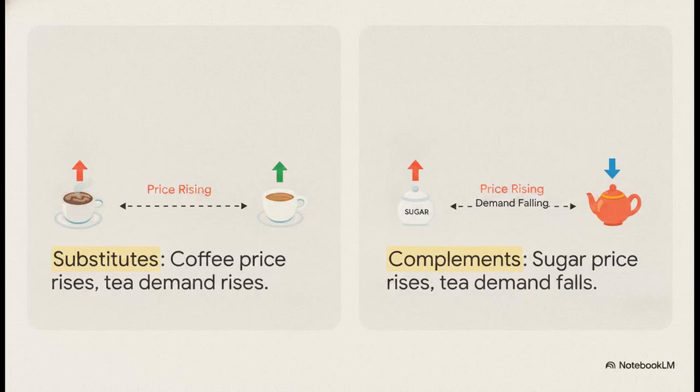Next up, another classic exam comparison: substitutes versus complements. This is all about how demand changes based on the price of a related good. Substitutes are goods you use instead of each other, like tea and coffee. If the price of coffee suddenly shoots up, people shift over to tea, so the demand for tea rises. Complements, on the other hand, are consumed together, like tea and sugar. If sugar becomes crazy expensive, you might just drink less tea overall, so the demand for tea actually falls.